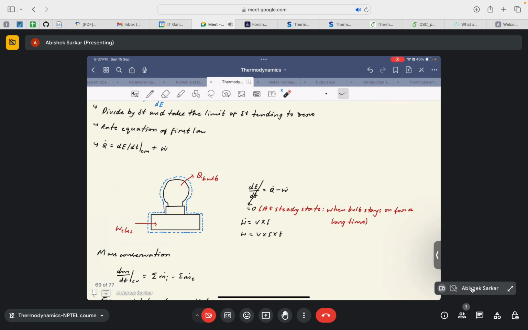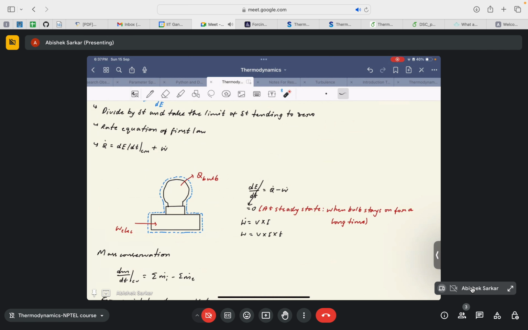This was one of the examples discussed by Professor Anand regarding the application of the rate equation for the first law, for analyzing the net work done on a light bulb that has been operated for a long time. The term long time is very important because it implies that the bulb has reached a steady state. When you initially switch on the bulb, there will be a change in the temperature of the bulb, because the filament that produces the light has to heat up for a certain amount of time, and only then does it achieve a steady state and produce the light.